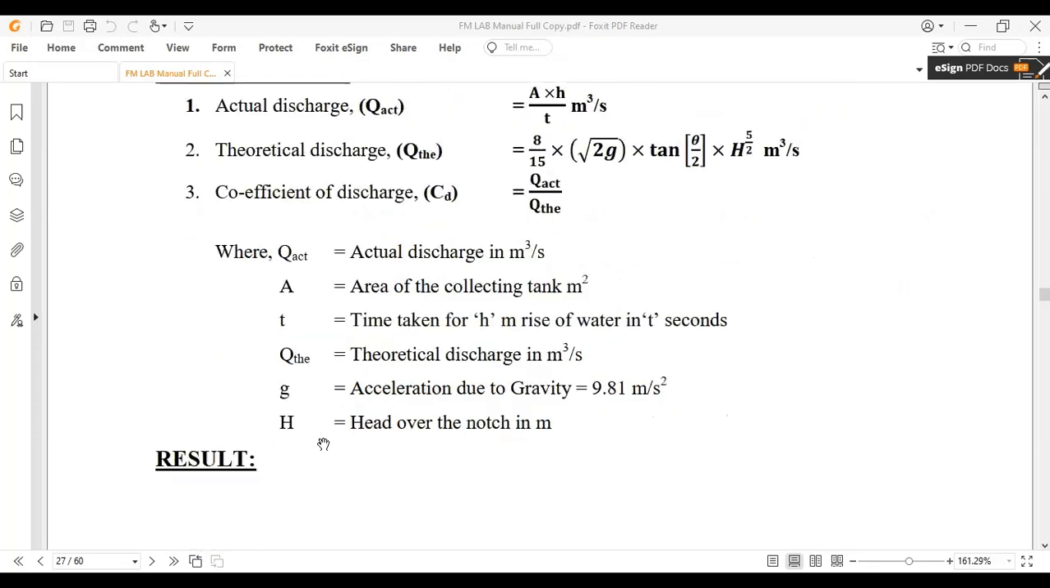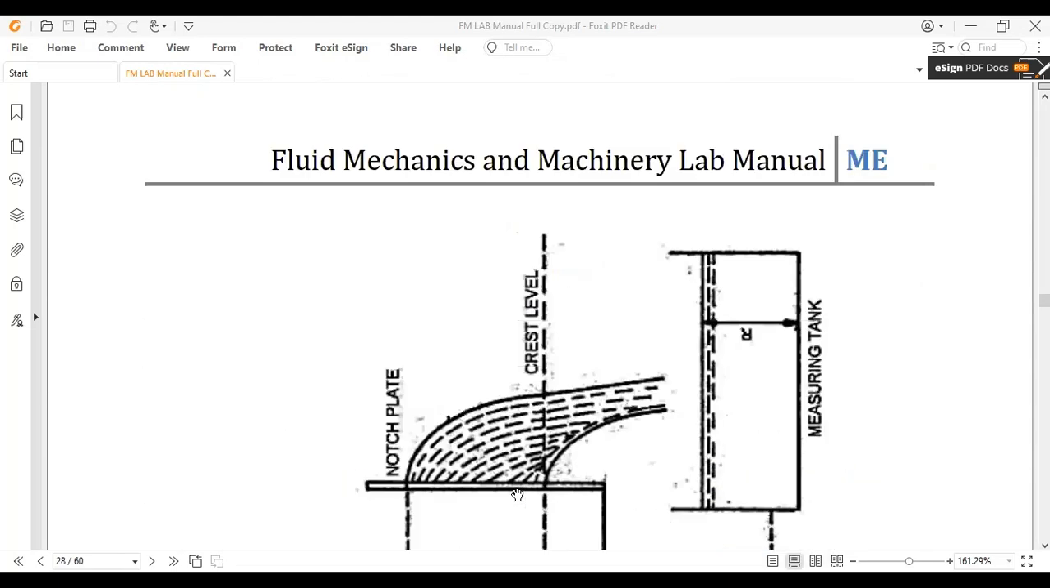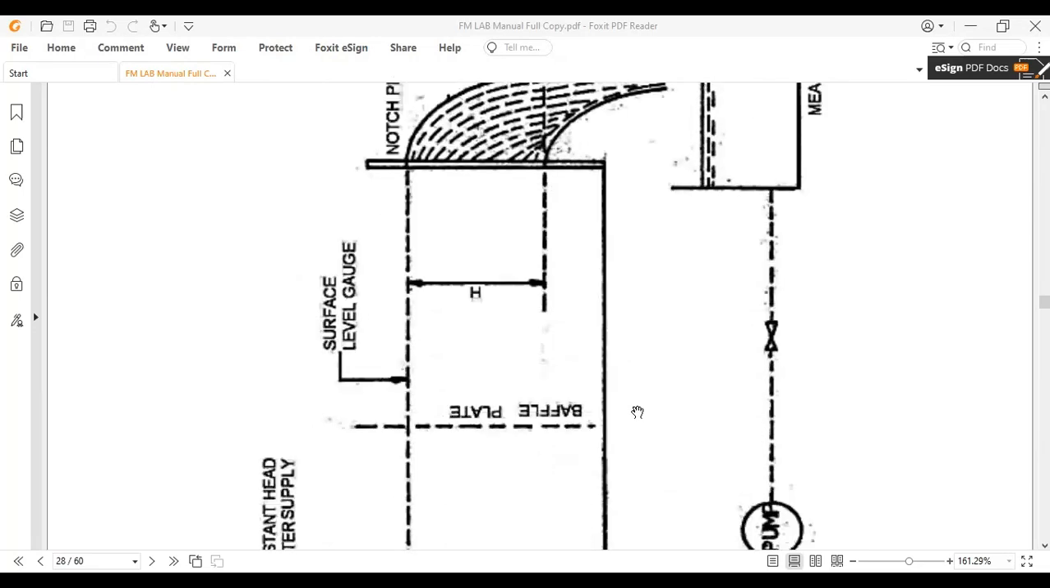What are the results you got? Just write that down. And this is the experimental sketch.